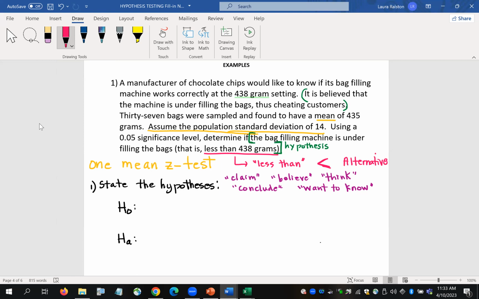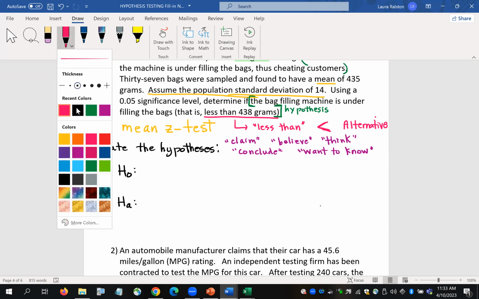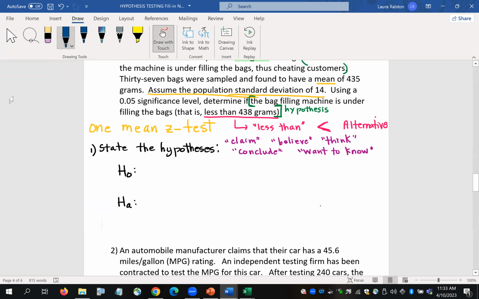I told you that one of them would be given in the problem. The one that's given in this particular scenario is the alternative. So I've set up my null hypothesis and my alternative hypothesis. H sub O is the null, H sub A is the alternative, and I'm going to translate this into symbols. For a one mean z-test, we write it in mathematical symbols. We're saying that the mean is less than 438 grams.